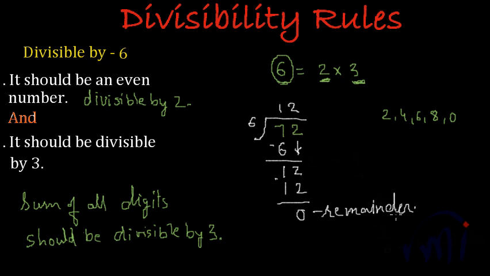And the divisibility rules were, it should be an even number, or it should be divisible by 2, and it should also be divisible by 3, right? This and is important. To check whether a number is divisible by 6 or not, the divisibility should be checked with both 2 and 3.